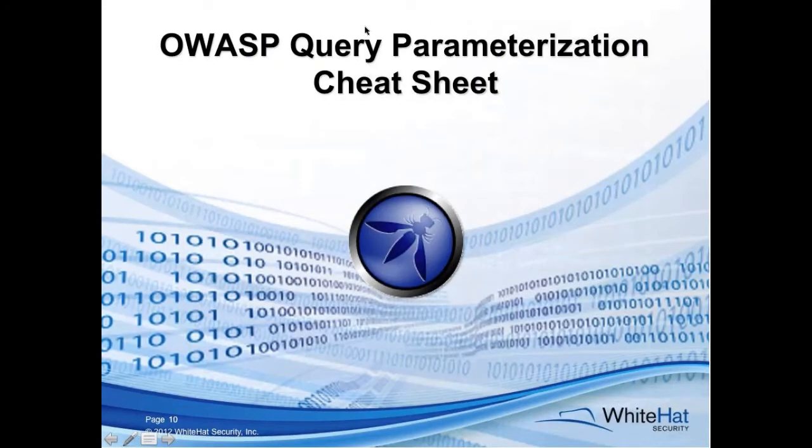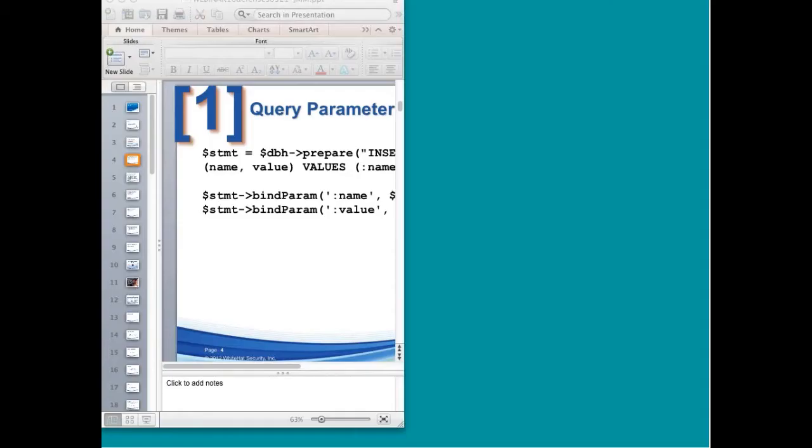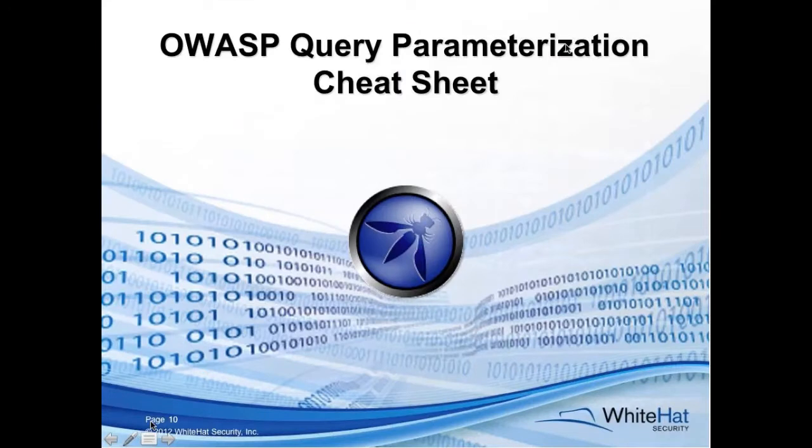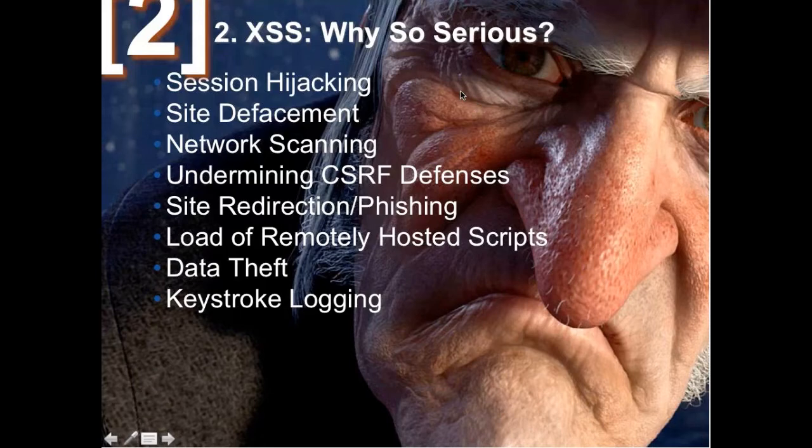What's number two? At the OWASP Foundation, one of the places that I volunteer my time, we have the OWASP query parameterization cheat sheet to assist you with this information in an open format. So number two, threat number two, and defensive technique number two, we have cross-site scripting defenses.